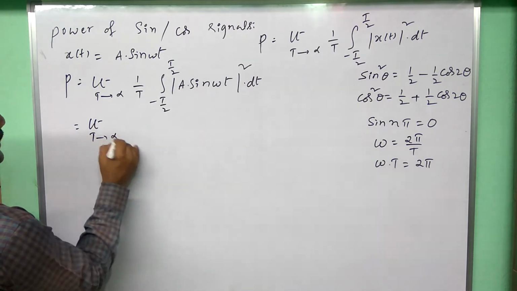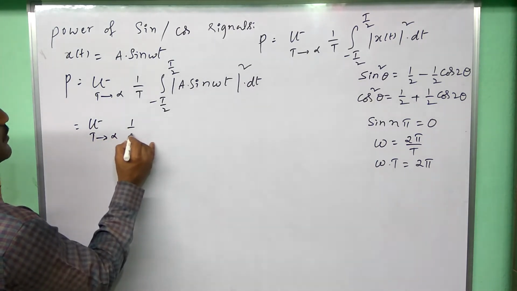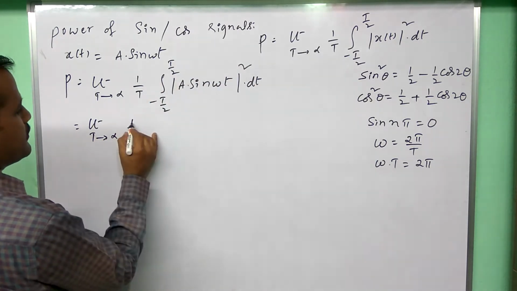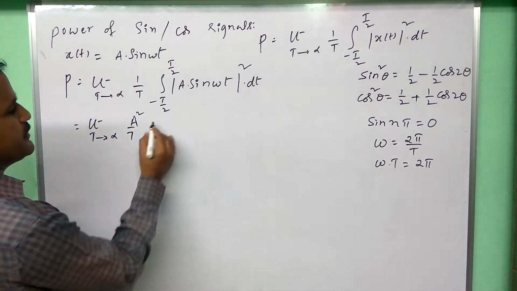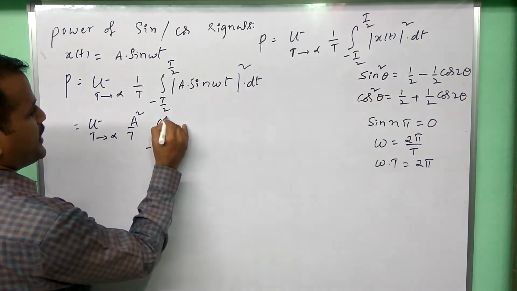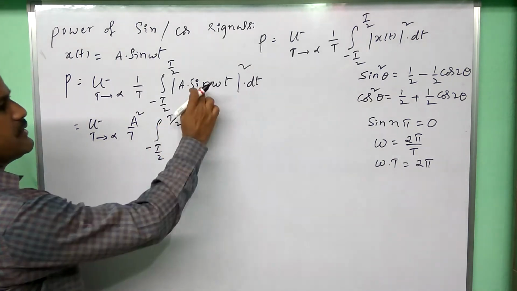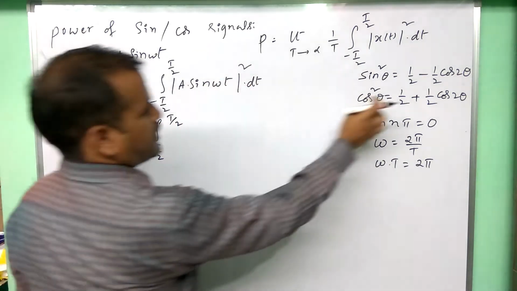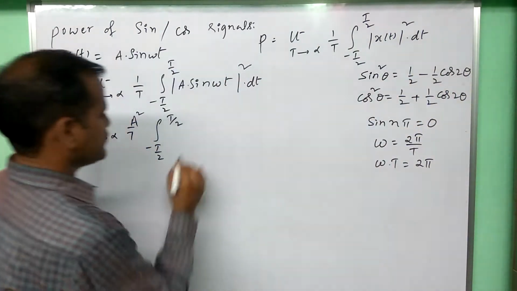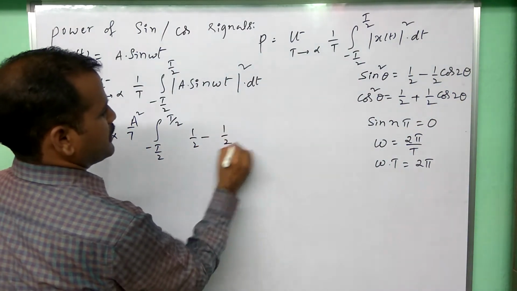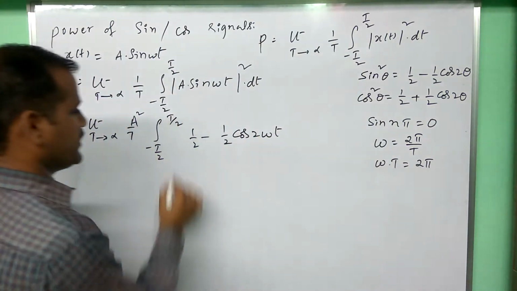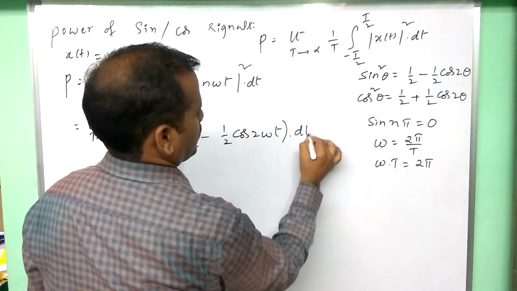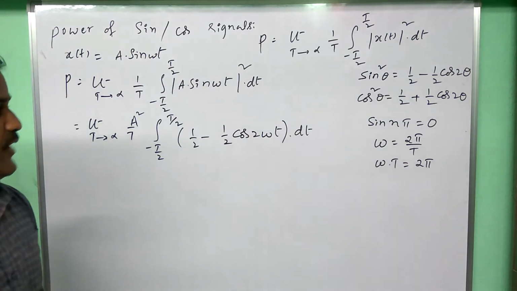First let us simplify this one. Limit T tending to infinity, 1 by T, here A square, so I am taking A square outside, and the integral from minus T by 2 to plus T by 2. This is sine square omega t. I am using this formula, that means 1 by 2 minus 1 by 2 cos 2 omega t we can write. Now we have two terms to simplify.